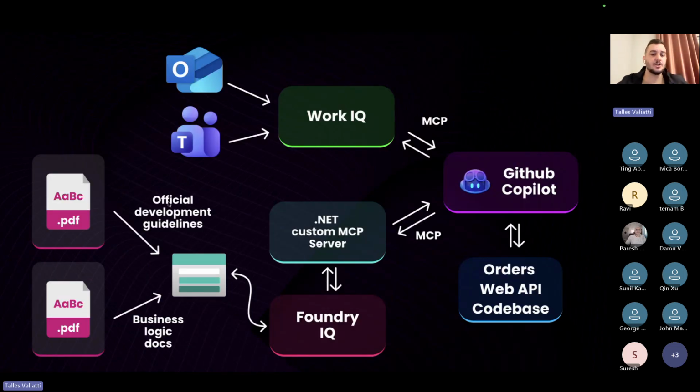Look at that. I cannot use the Foundry queue directly, not for now. We need to create a middleware application, and that application is going to use the Azure AI Search SDK in order to communicate with the Foundry queue. So I am not giving permissions to GitHub Copilot to use the Foundry queue directly. It is going to communicate through MCP, a custom MCP server that was written in C# with .NET. And that custom MCP has access to the Foundry queue through the Azure AI Search SDK.